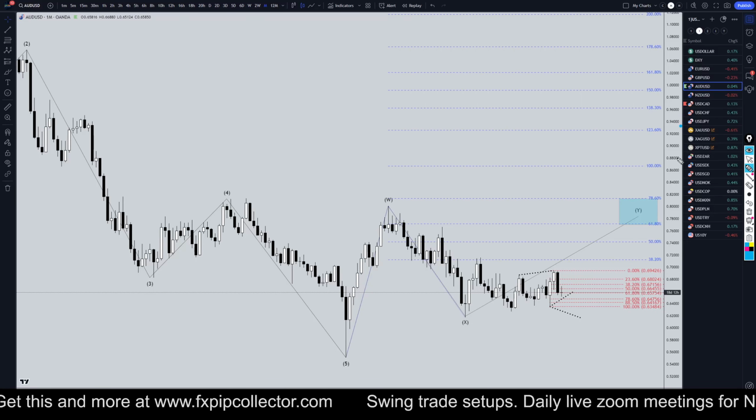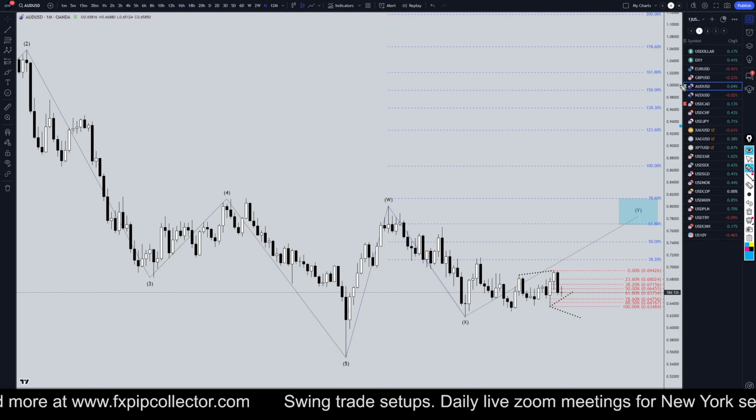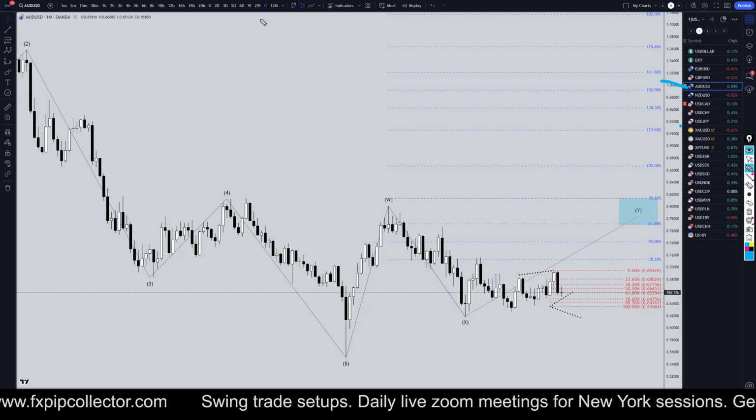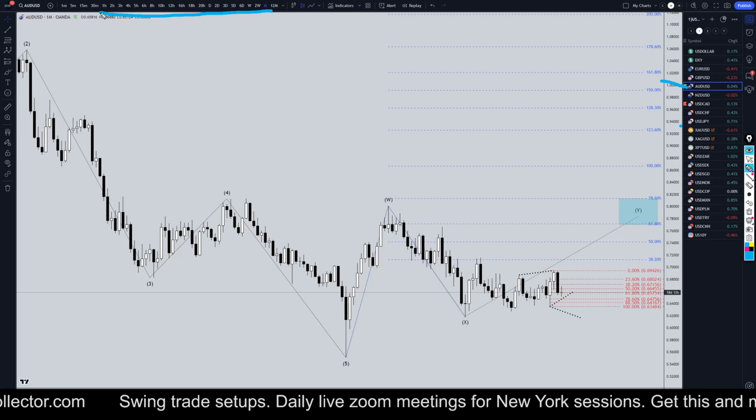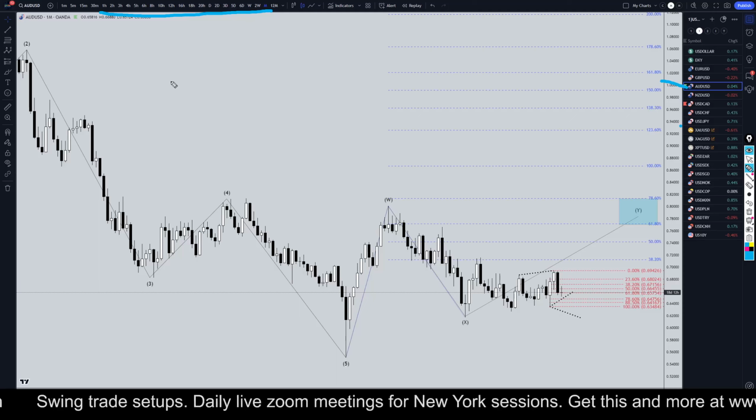Today is Monday, November 11th, and I'm going to be analyzing the Aussie US dollar, starting on the monthly, working my way all the way down to the 1 hour time frame for the full top-down analysis.